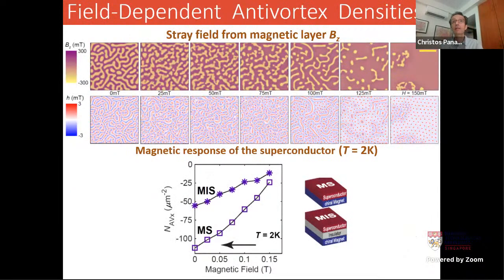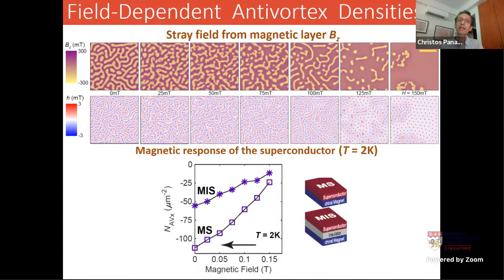We also determined the stray field from the magnetic layer with increasing the applied magnetic field from left to right on this slide. This is shown on the top row of the slide. The lower row shows plots for the corresponding magnetic response of the superconductor, that is, the supercurrent-induced field. The figure at the bottom of the slide shows that the anti-vortex population increases as we go from the Skyrmion nucleation field towards 0.